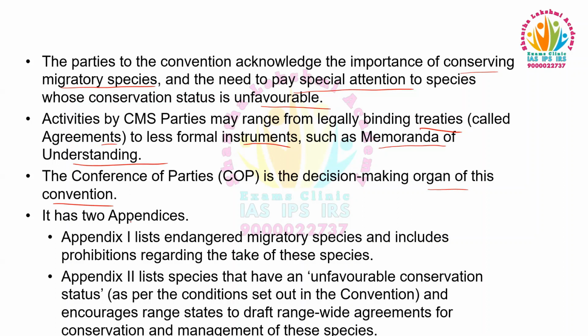It has two appendices. Appendix 1 lists the endangered migratory species and includes the prohibition regarding the take of these species. Appendix 2 lists the species that have an unfavorable conservation status as per the conditions set out in the convention and encourages range states to draft range-wide agreements for the conservation and management of these species.